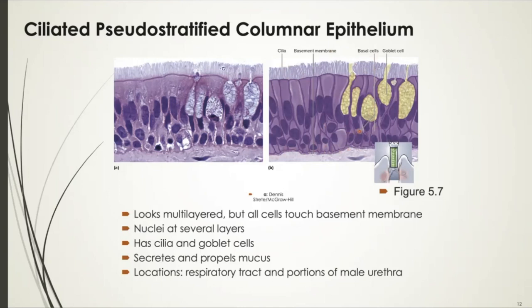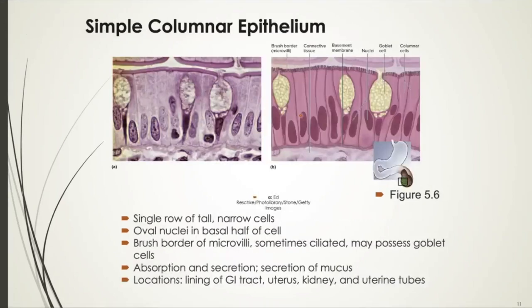This may look like it's not connected, but because this is a cut, you really can't see it; it could be connected slightly behind it. Because this is pseudostratified, all of the cells are going to have some type of connection to the basement membrane. So it looks like it's multi-layered, but it's not. It's going to have nuclei at several different layers, versus in the simple columnar, where the nuclei are on the basal half of the cell. So seeing those differences is a great identifier.